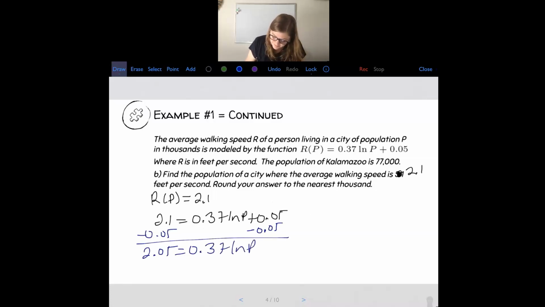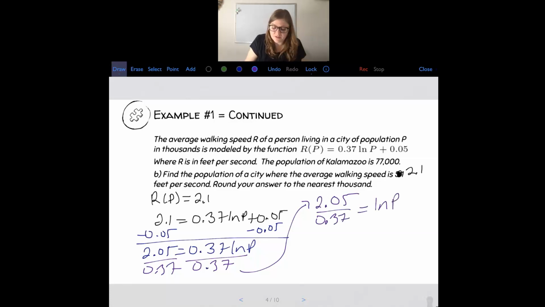Okay, so we divide by 0.37. And if we do that in our calculator, we get a really long decimal, so we're better off leaving it as is. Remember to always round at the end. So this is 2.05 divided by 0.37 equals ln P. Now, in order to solve this, since we have a single logarithm on one side, which was our goal, we convert it to an exponential equation. So we have e to the power of 2.05 divided by 0.37 is equal to P.